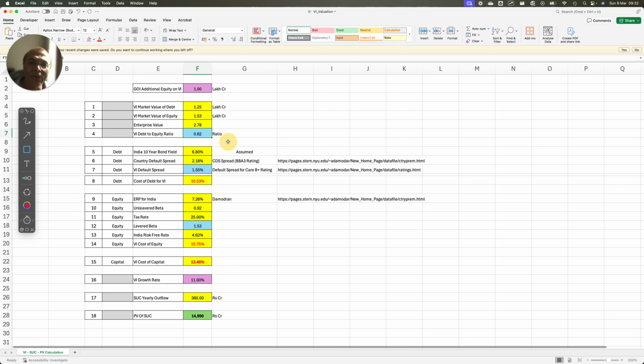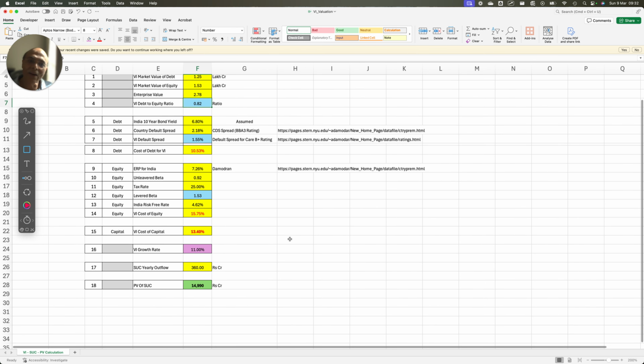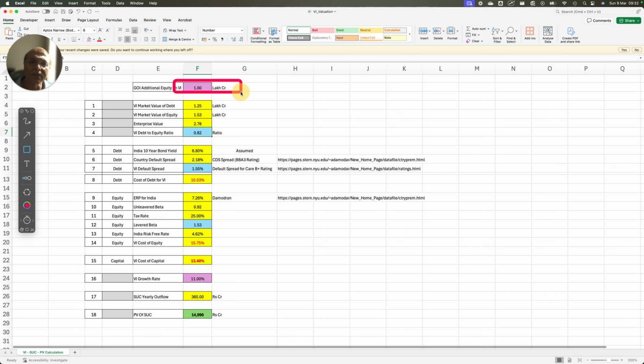So your debt to equity ratio is going to go down. Keep the default spread the same. Can you see now this number has grown to 14,990 crore. Now let's do the following. This is a reasonable assumption to make. Let's say 1 lakh crores of equity is taken; you can tweak this number here and there.